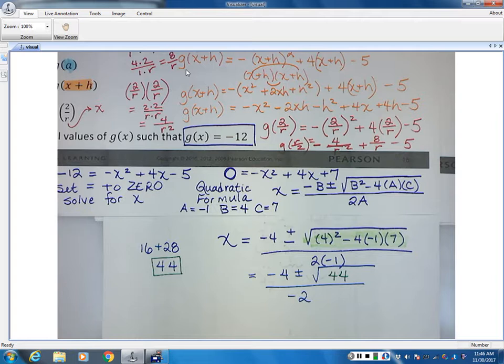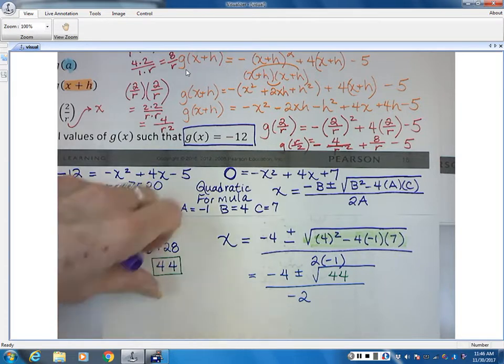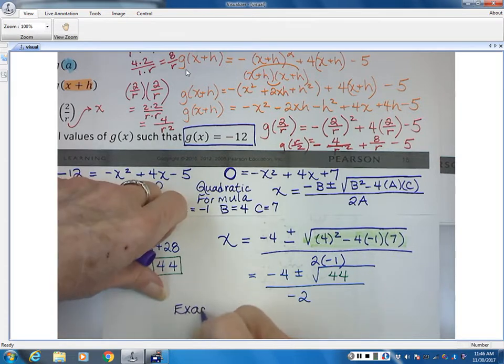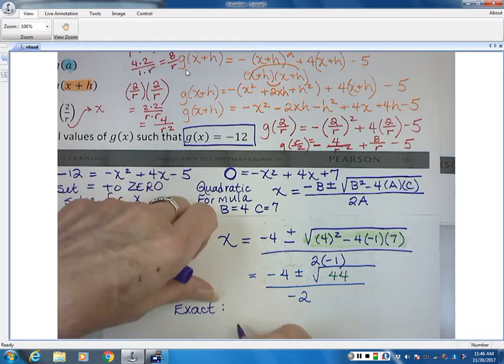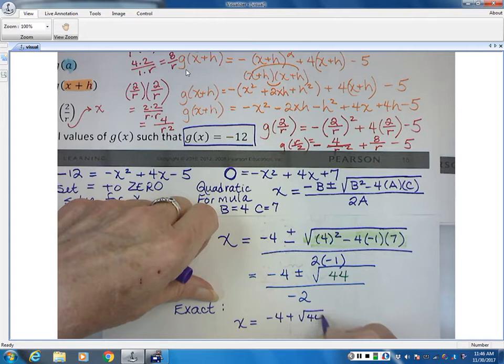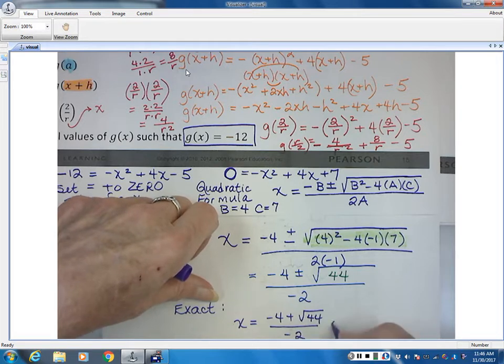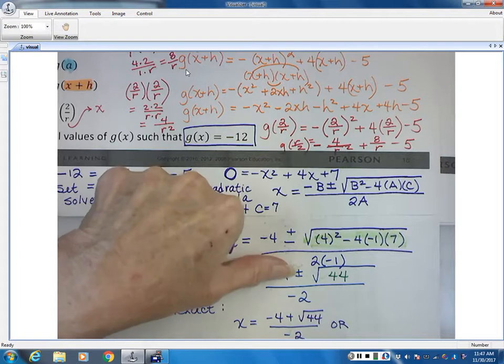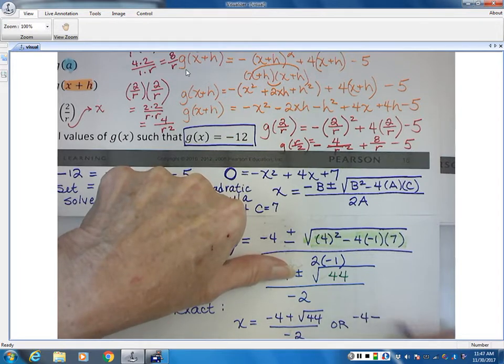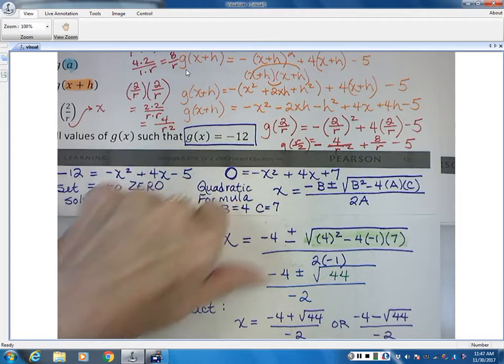Now there's actually 2 different ways to get the answer. If my math lab says give an exact answer, then you say that x is equal to -4 plus the square root of 44 over -2. Isn't that plus or minus? It is. And the minus then says take -4 minus the square root of 44 over -2.